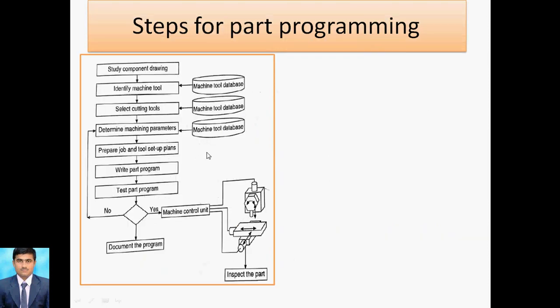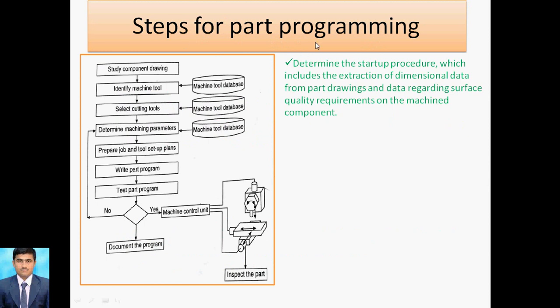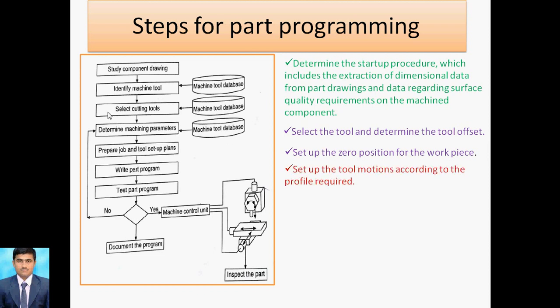Now we move to the steps of part programming. The first step is the study of the component drawing. As already mentioned, we have to extract the dimensional data from the drawings. Here we collect data from the part drawings, and we also study the surface quality requirements on the machine. Next we identify the machine tool. After selection of the tools and determining the tool offsets, we move to setting the zero position for the workpiece. Then next we move to tool selection.